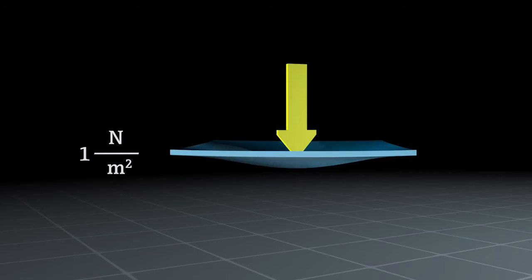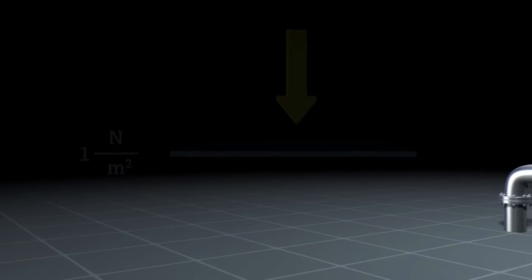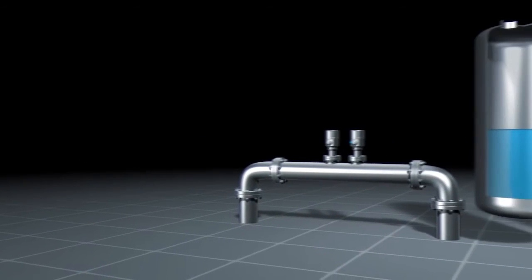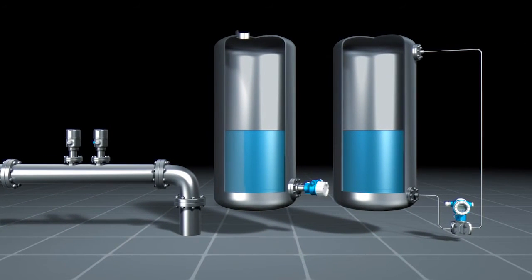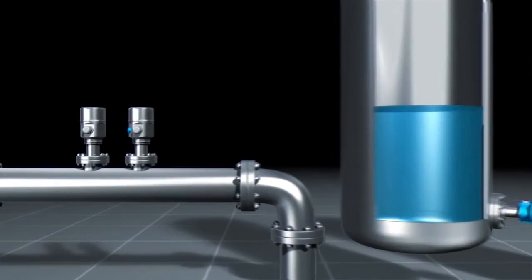Pressure is the result of a force acting on an area. Pressure instruments may be used to detect absolute and gauge pressures and to determine pressure variables and levels in tanks. First of all, let's have a closer look at the mode of operation of this measuring method using the example of absolute and gauge pressure.